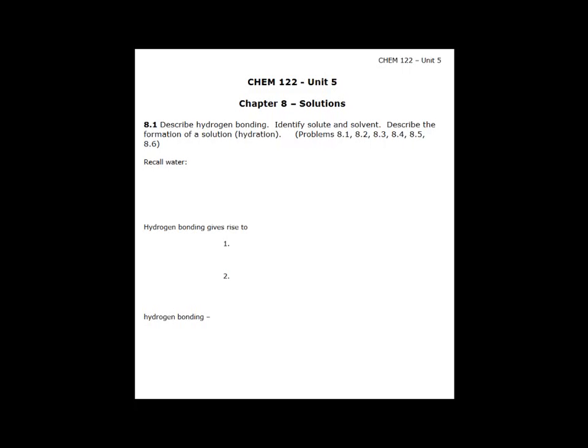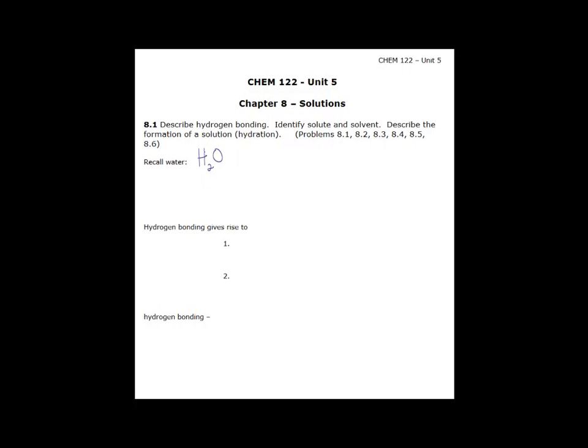So to start off in Unit 5, we're going to talk about solutions. And water is the basis of all the solutions that we're going to be dealing with. So we're going to talk about water-specific properties. Now, remember that water is H2O. And if you remember from Unit 2, we learned how to draw Lewis dot structures. And we learned the octet rule, all of that.